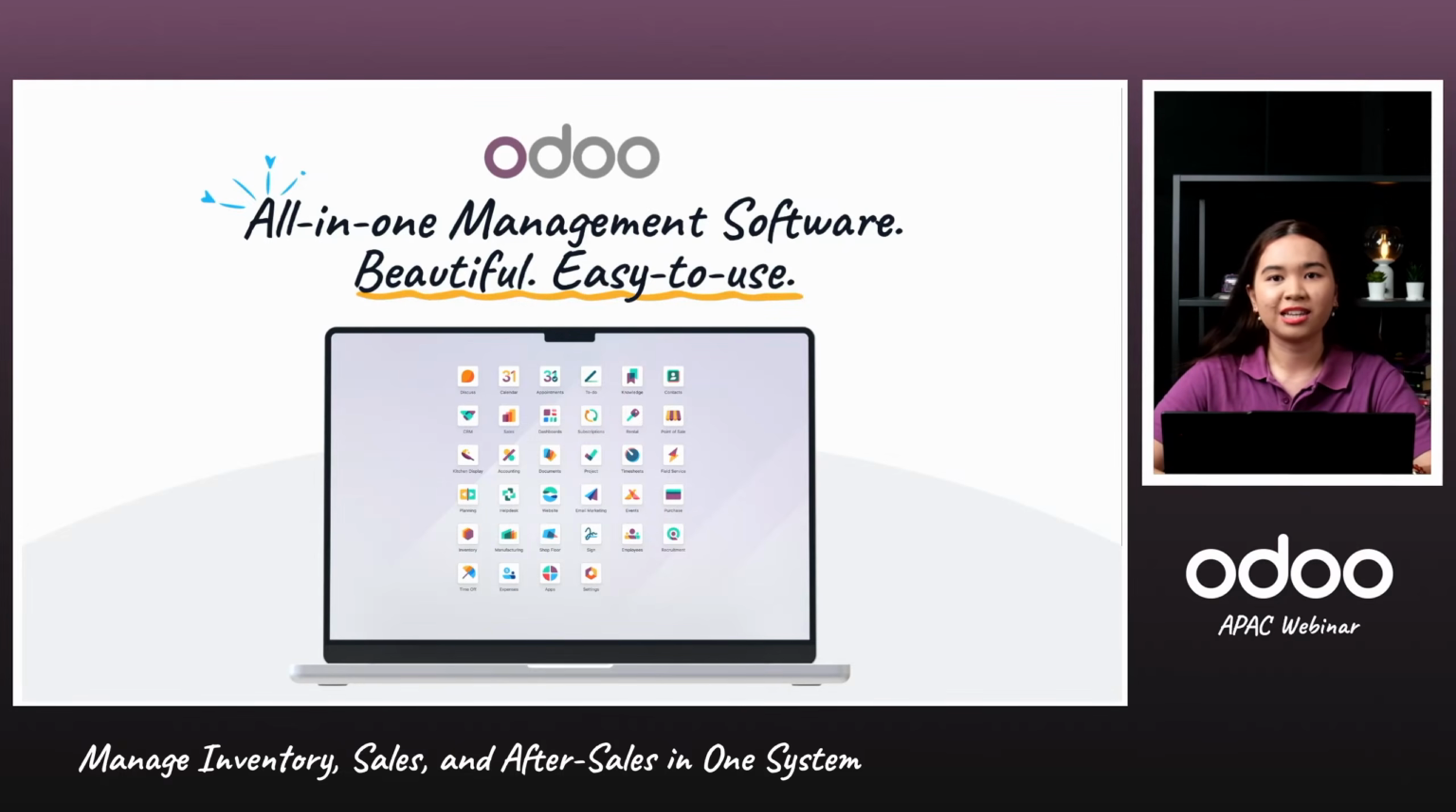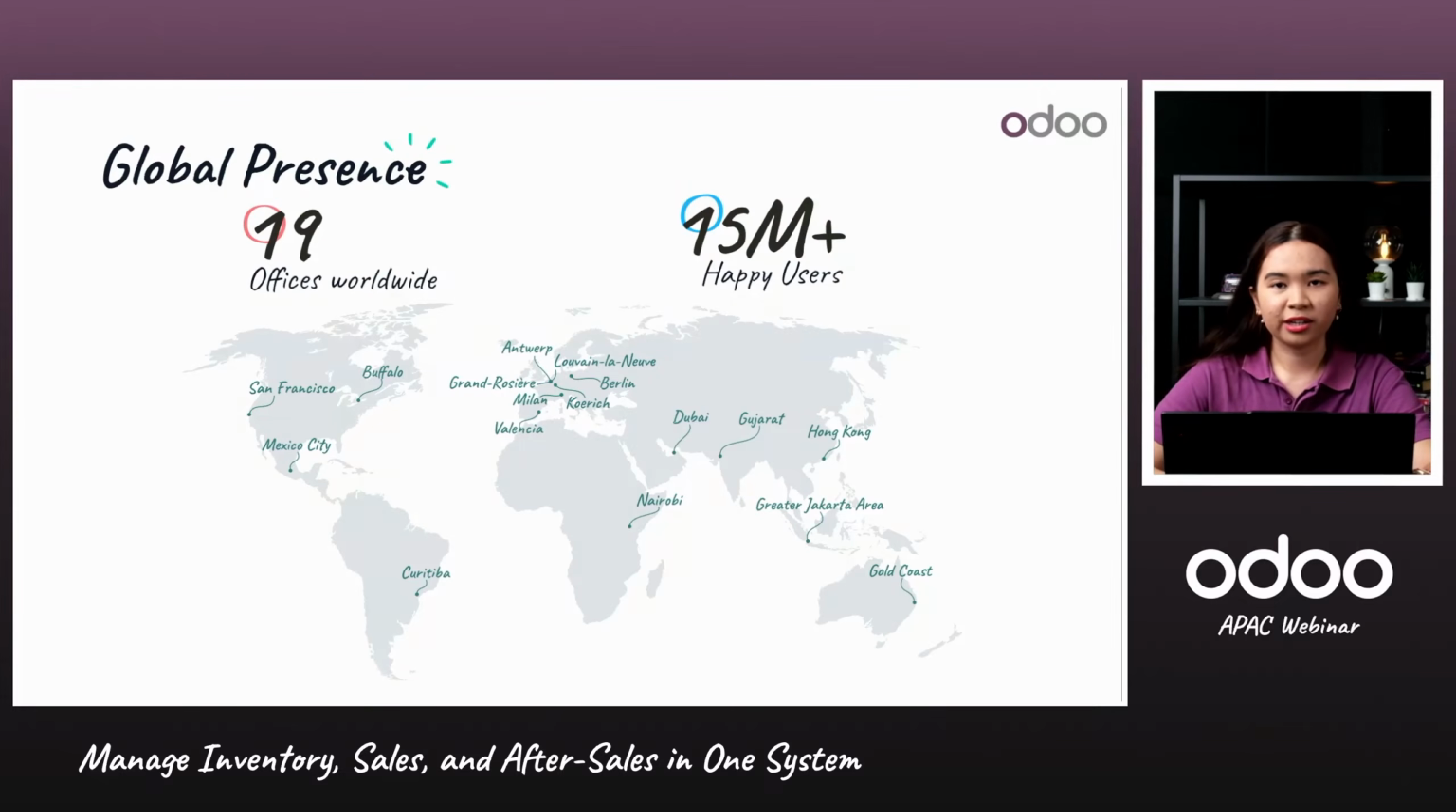Odoo is actually a Belgian-based company and has been present for over 20 years in the business. The good thing about the system is you can access this entire platform using your PC, pwede din namang mobile phone, tablet, or laptop. In terms of our global presence, we're present in 19 offices worldwide and we happily onboarded 15 million users in the past.